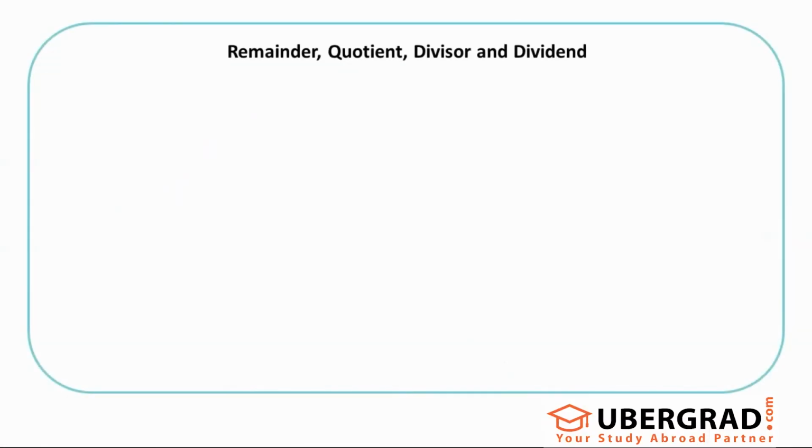So first let's understand the basic terms: remainder, quotient, divisor, and dividend, right? Once we get a good understanding of this, we can actually get into applications and solve the problems. So first, let's look at a number like 33, right? And I'm dividing that by, let's say, 12, right?